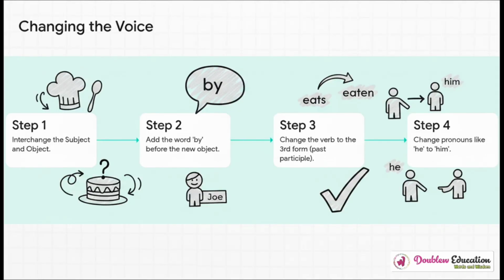Here's our 4-step recipe. Step 1, the subject and the object swap places. Easy enough. Step 2, you add the little word by right before the original subject. Step 3, and this one is absolutely crucial. The main verb always changes to its third form, the past participle. So eats becomes eaten. And with that, you also add a helping verb like is or was. And finally, step 4, if you have pronouns like I or she, you'll need to change them.